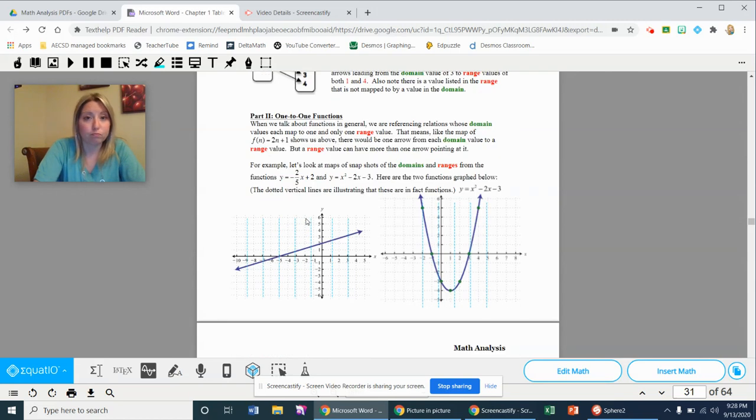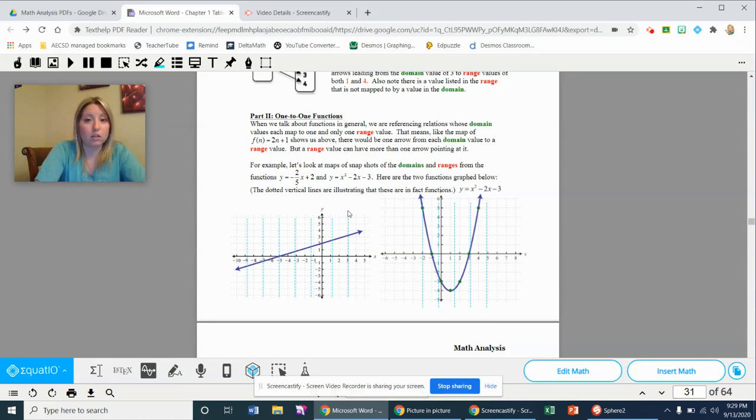Now, one-to-one functions. Notice I said one-to-one functions. So they have to be a function in the first place. So if you have a circle, it can't be one-to-one because it's not a function. All right. So this is a one-to-one function because it's passing the vertical line test and it's going to pass the horizontal line test. This is a one-to-one function right here. This is not a one-to-one function over here. It is passing the vertical line test. It will not pass a horizontal line test.